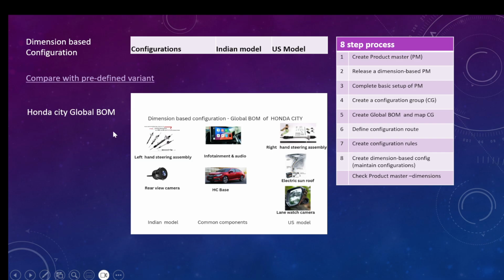As I discussed in my earlier session, a dimension-based configuration product master will have a global BOM, and the global BOM will be used as a basis for creating different versions of the product master, meaning variants, and the variants will be based on the configurations.